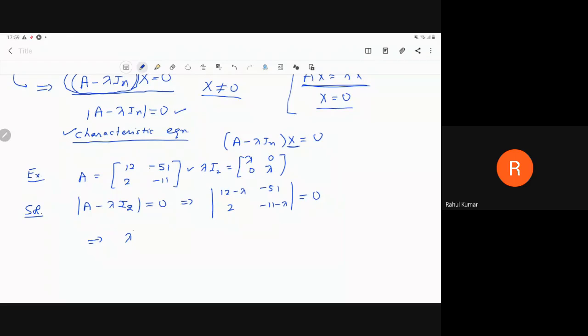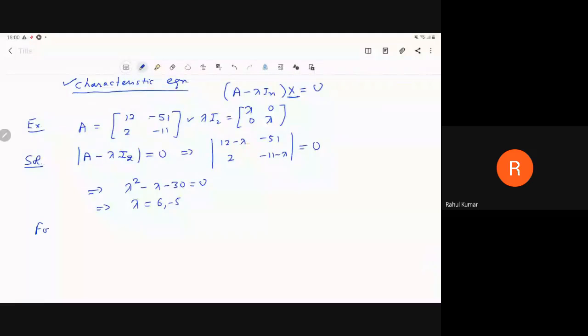If you simplify it, you should get lambda square minus lambda minus 30 equal to 0. Further, lambda equal to 6, minus 5. Is it okay? Yes. You are agreeing with this answer. That's good. You have found the eigenvalues of A because solving the characteristic equation means finding the eigenvalues. So eigenvalues are 6 and minus 5.